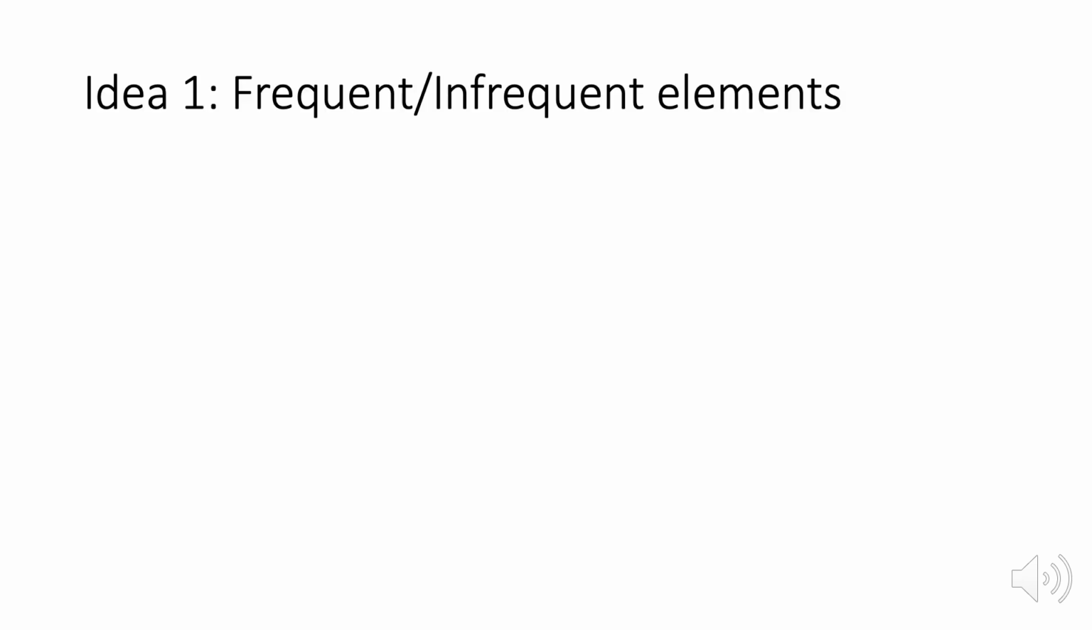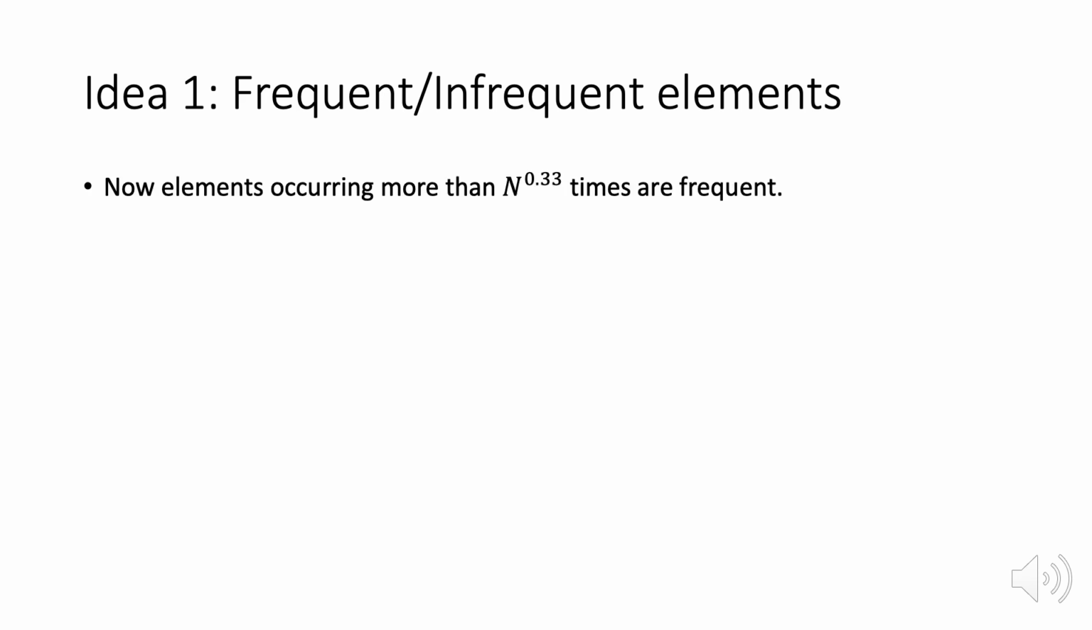Now let's see how to adapt these ideas to the dynamic setting. The frequent-infrequent elements idea still holds. But now, the cutoff for frequent and infrequent elements becomes n^0.33. Also note that this parameter is not the optimal parameter, but this parameter can show an algorithm that can beat the n^(2/3) benchmark.